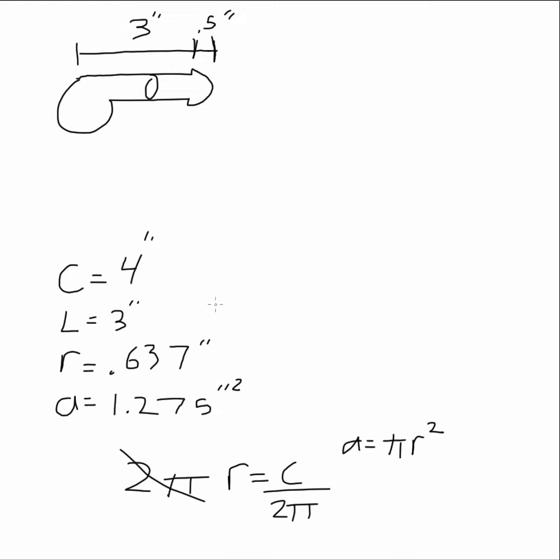With this information, I'm going to explain how to use geometry to find the volume. The penis is split into two parts. For the head, we're going to use a cone as a geometric shape, a cone with height 0.5 and radius of 0.637.